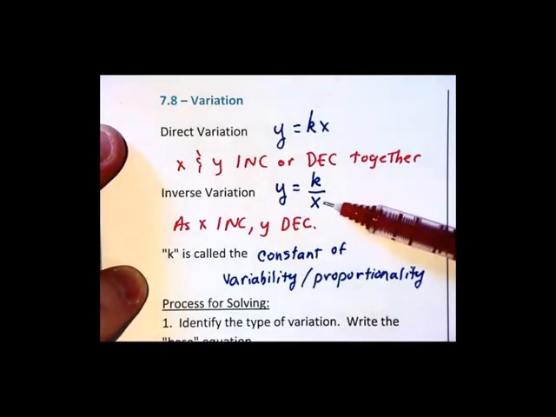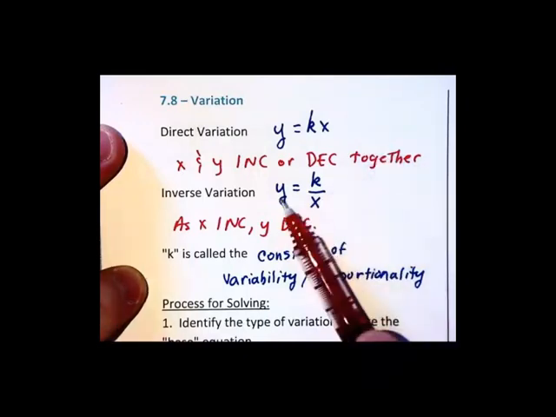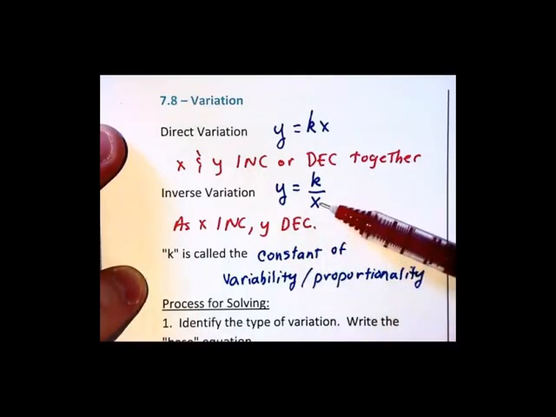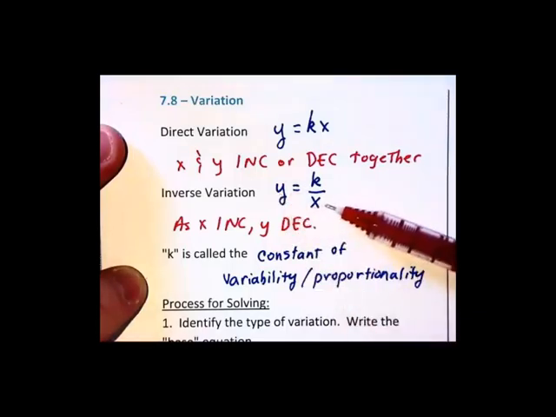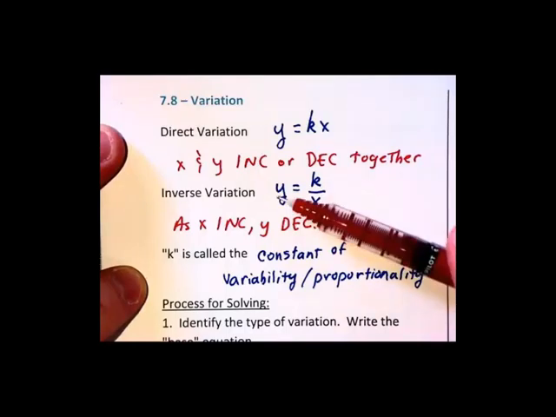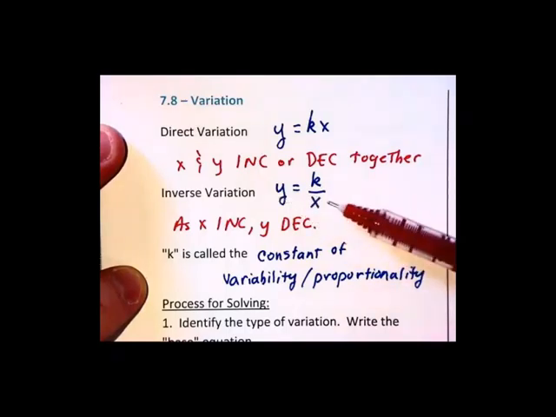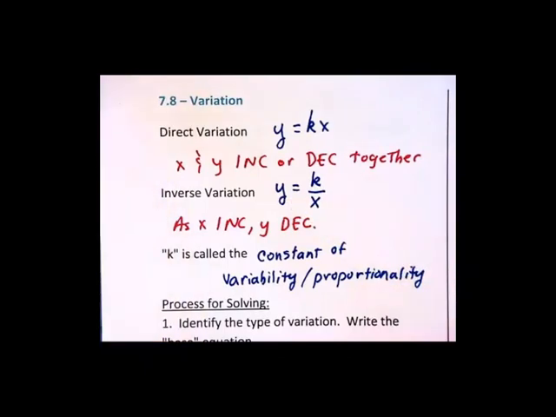Now, still using k equals 5, let's let x be a billion here. 5 divided by a billion gives us 5 billionths, whereas x is very large, y is very tiny. And if I let x be 1 billionth, dividing by a fraction, you end up multiplying by the reciprocal, you get 5 billion coming out. So tiny x, large y. They both have an opposite thing going on.